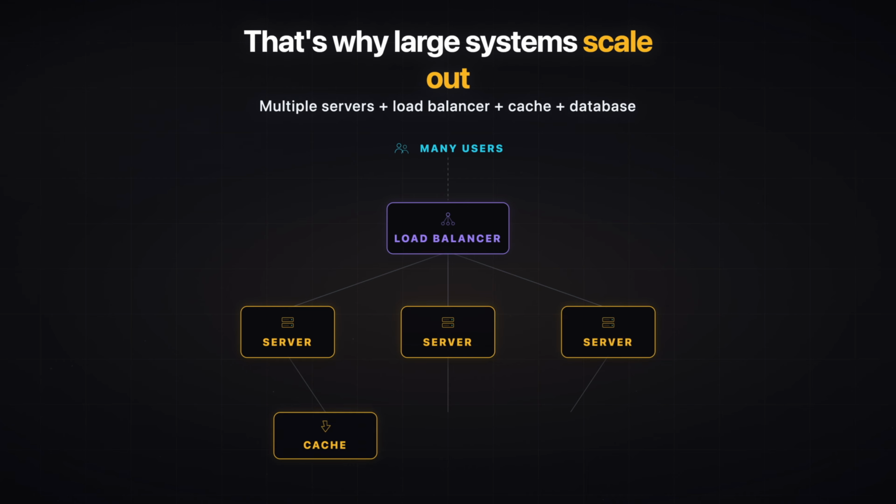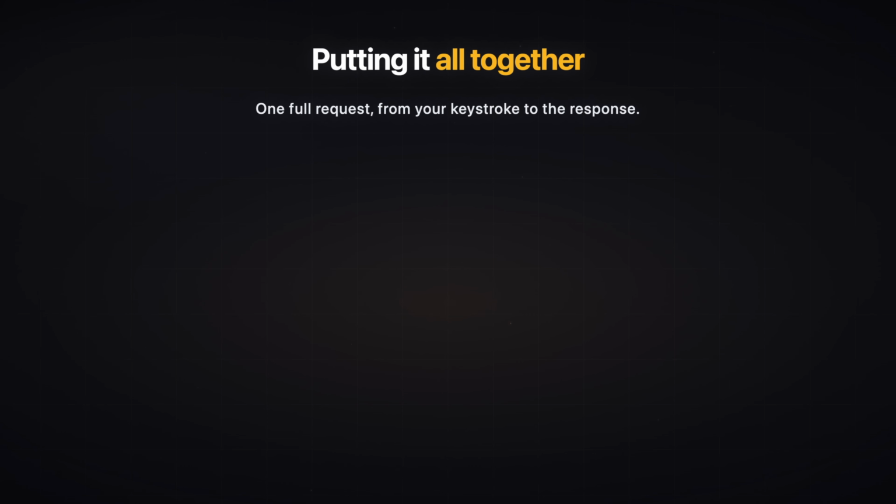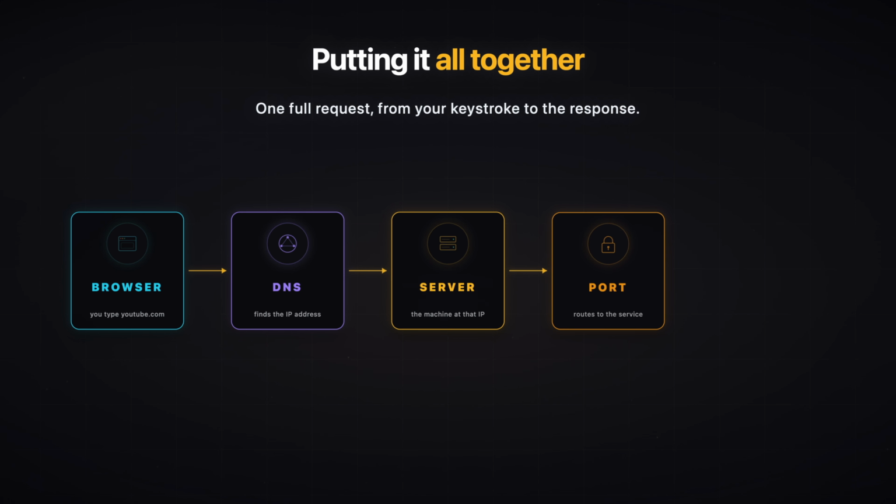Let's connect everything together. You type youtube.com. DNS finds the IP address. The IP address points your browser to a server. The port tells the server which service should receive the request. Then that service processes the request and sends back a response. This is a very important foundation for understanding back-end systems.